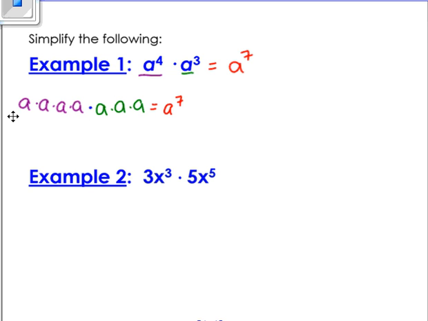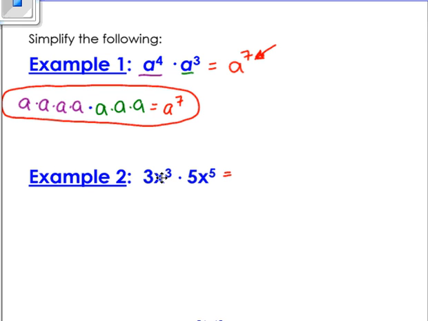Now I don't expect you to do this ever. All this is a shortcut. Okay, so I expect you to learn the shortcut, but if you don't understand the shortcut and you're struggling with it, you can always write this out if you can't remember what to do. Okay, so using the shortcut again, much faster.